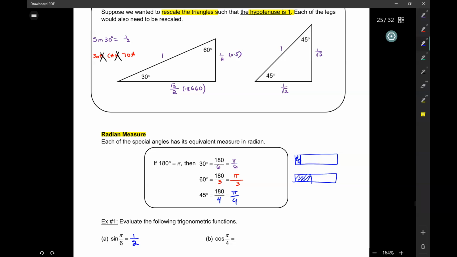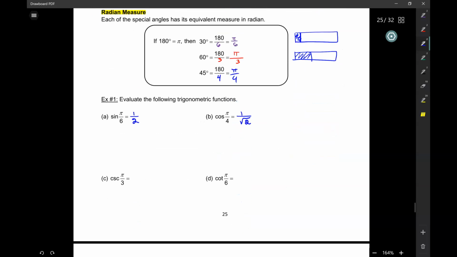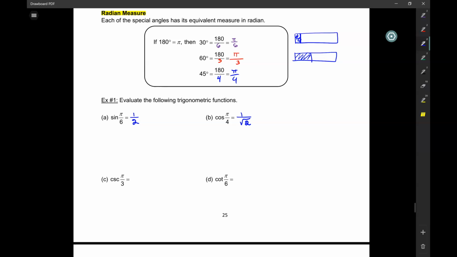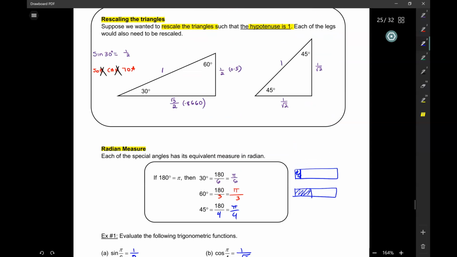Now cosine of pi over 4. Which angle is that? It's the 45. Cosine is just adjacent, so it's 1 over root 2. All right. Cosecant of pi over 3. Which angle is the pi over 3? 60. Cosecant, is that like sine or cosine? Sine. Sine of this is just the opposite, root 3 over 2. So what's cosecant? 2 over root 3.